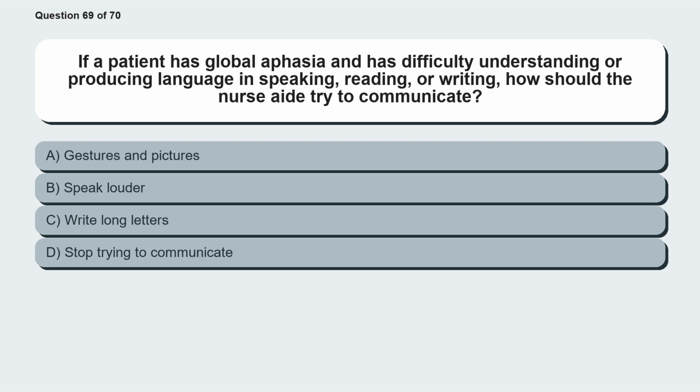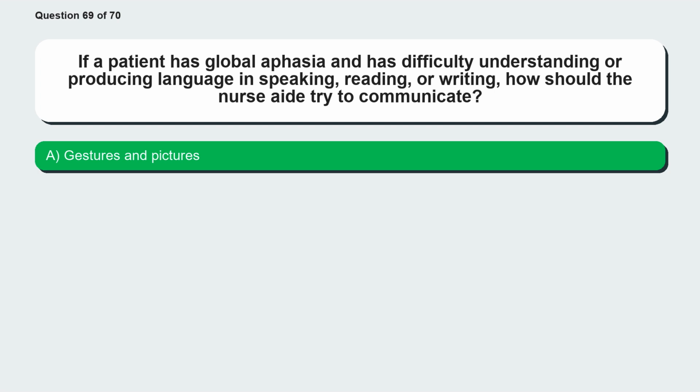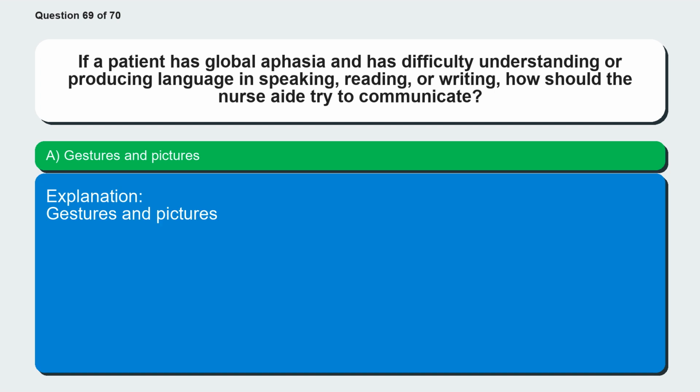Question 69. If a patient has global aphasia and has difficulty understanding or producing language in speaking, reading, or writing, how should the nurse aide try to communicate? Option A, gestures and pictures. Option B, speak louder. Option C, write long letters. Option D, stop trying to communicate. The correct answer is option A, gestures and pictures.